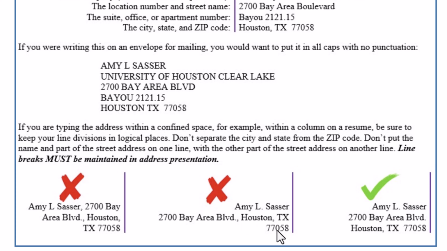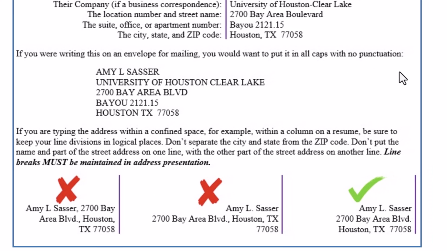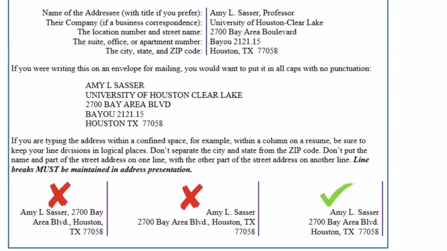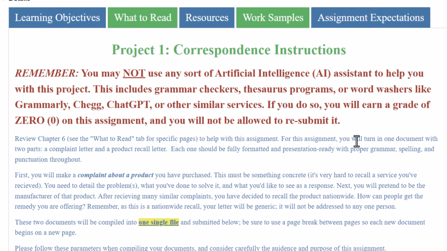You never want to put the zip code away from the city and state. City, state, and zip should always stay together. You don't want to break up the street address over 2 lines. Keep your whole street address on 1 line together. So just make sure that you refer to this information when it's time to write a letter so that you get everything done correctly. Coming back to the project now, let's look at those assignment expectations.